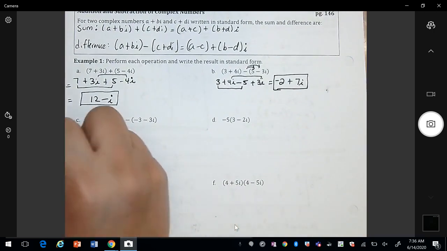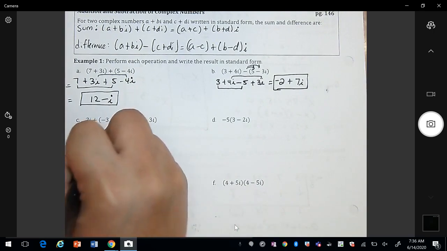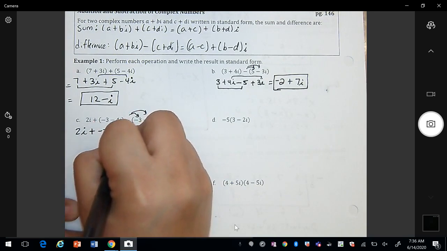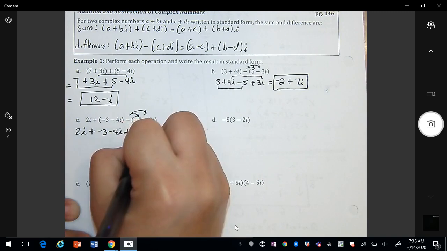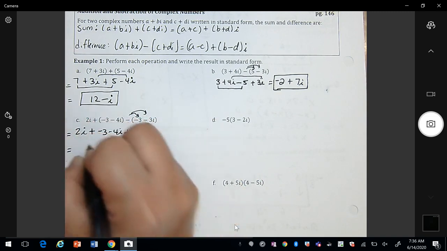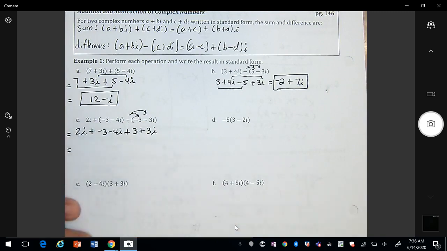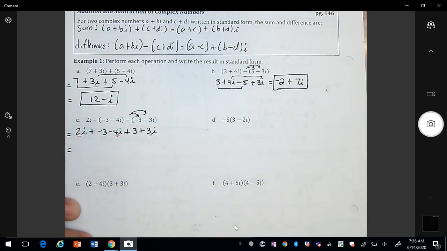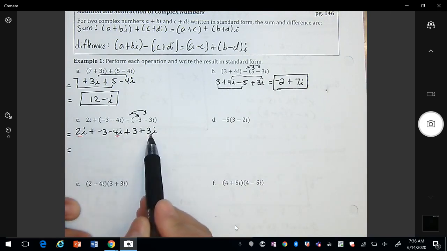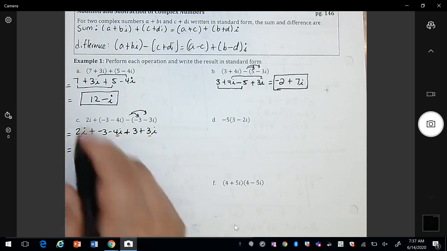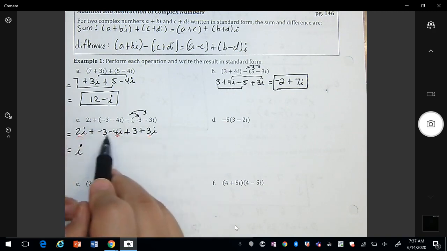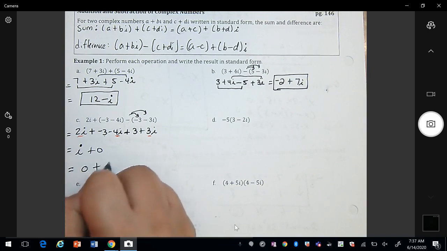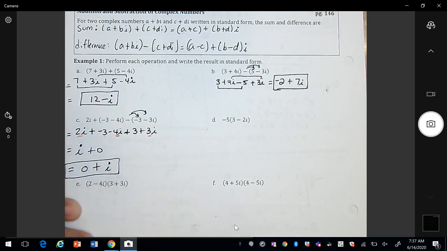Letter C, we have 2i plus -3 minus 4i. Distribute the negative, so negative is +3 plus 3i. Gather our like terms, so we have 2i, -4i, and 3i. So 2i minus 4i is -2i plus 3i is i. -3 plus 3 is 0. And I want to make sure I write it in standard form. So my real part should be first, 0 plus i.